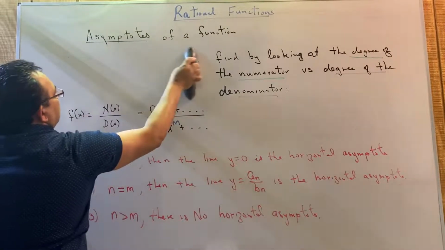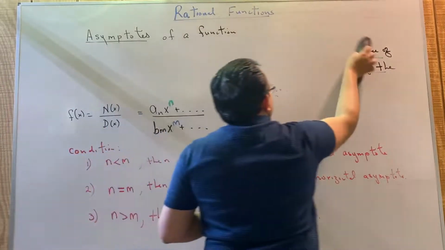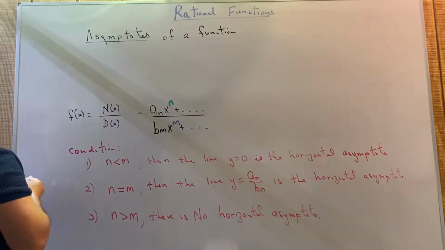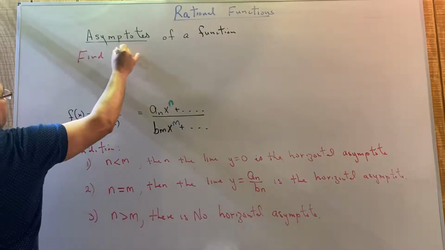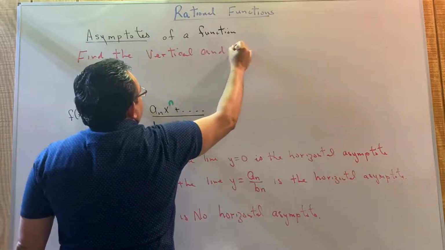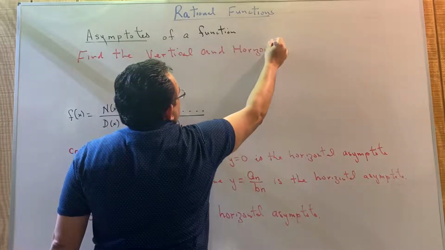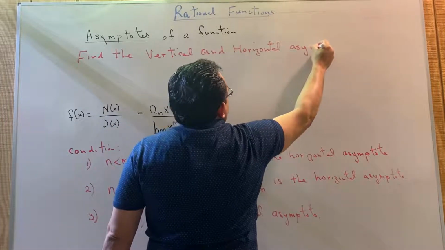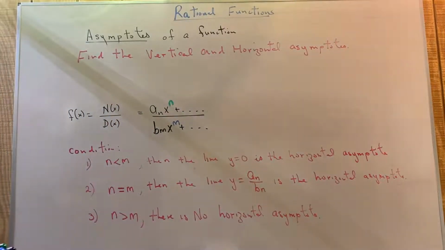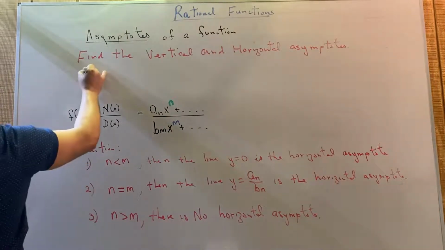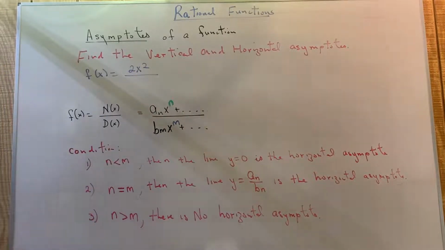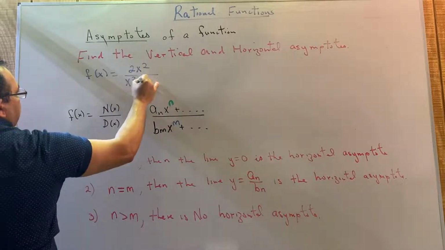So let's take off this portion here. Suppose now I give it a function and I said find the vertical and horizontal asymptotes, if any. And the function we'll look at is f of x equal to 2x squared over x squared minus 1.